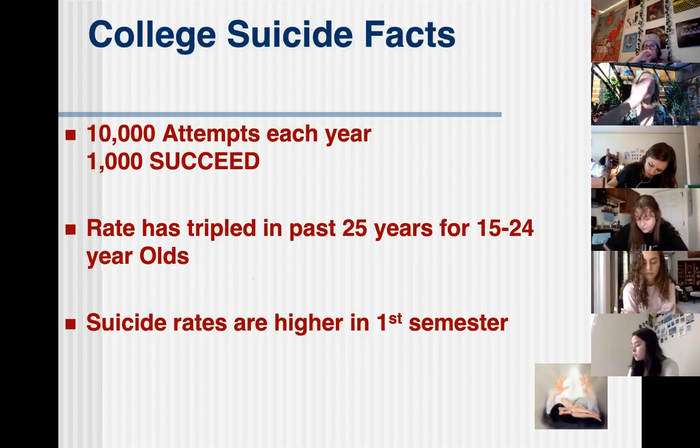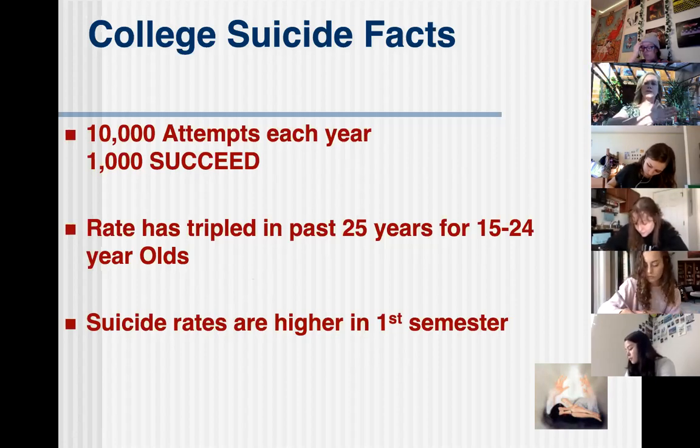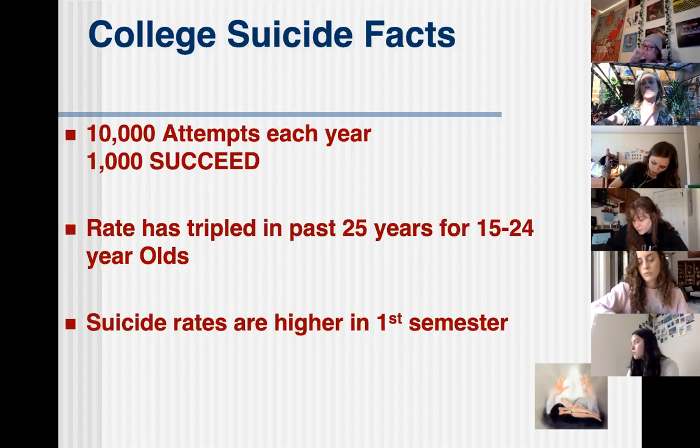We also know that suicide rates are higher in a transition time. So transition out of the home into the workforce, transition to first semester in college. Suicide rates are higher in first semester of graduate school or professional school, because those are big transition times. And there's a lot of questioning. Do I know how to do this? Am I going to be able to get through this?